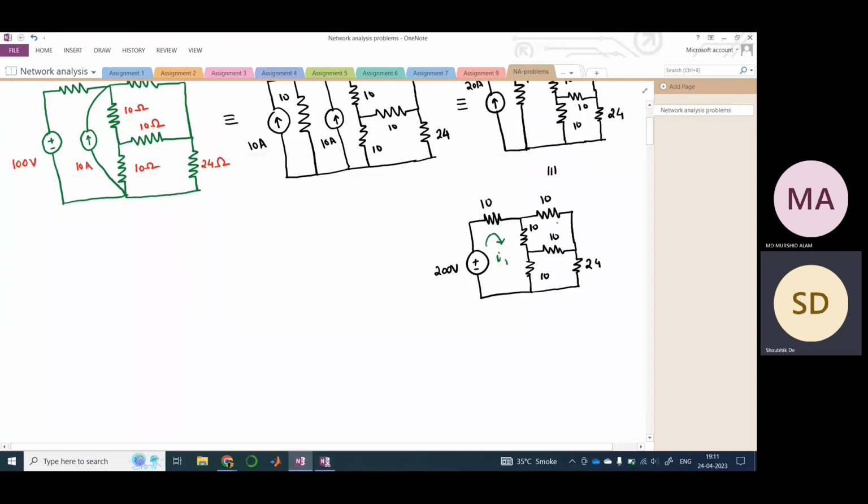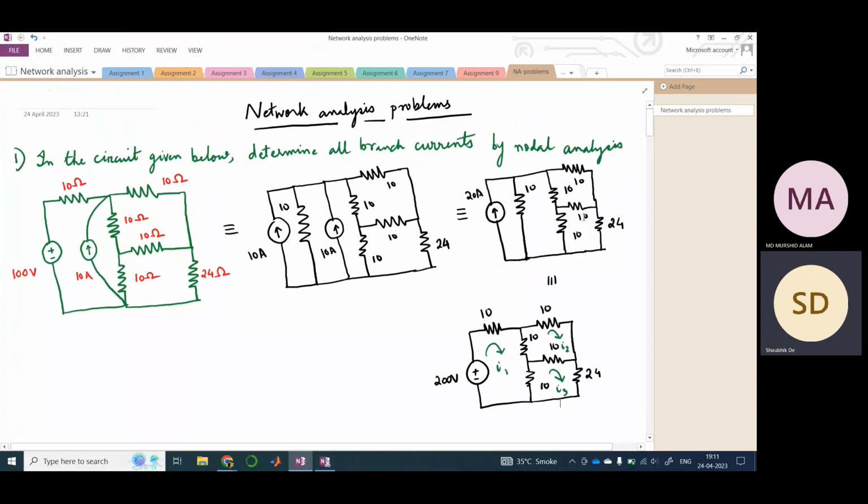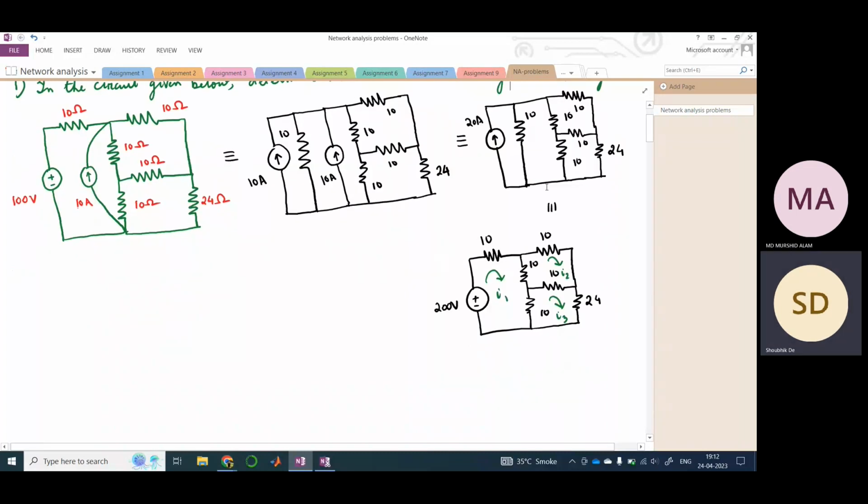So this would be I1, this would be I2, and this would be I3. And by the way, there is a small correction in the circuit. Sorry, in the question: this would be mesh analysis, not nodal analysis. I'm sorry. This would be mesh analysis in the original question.